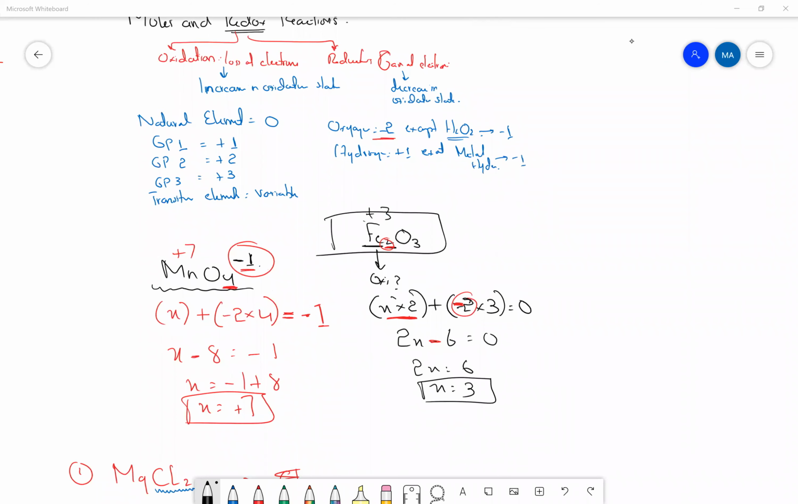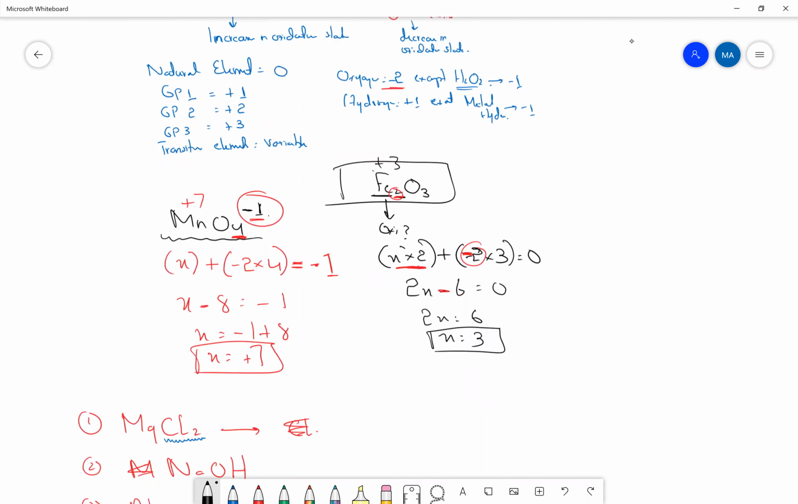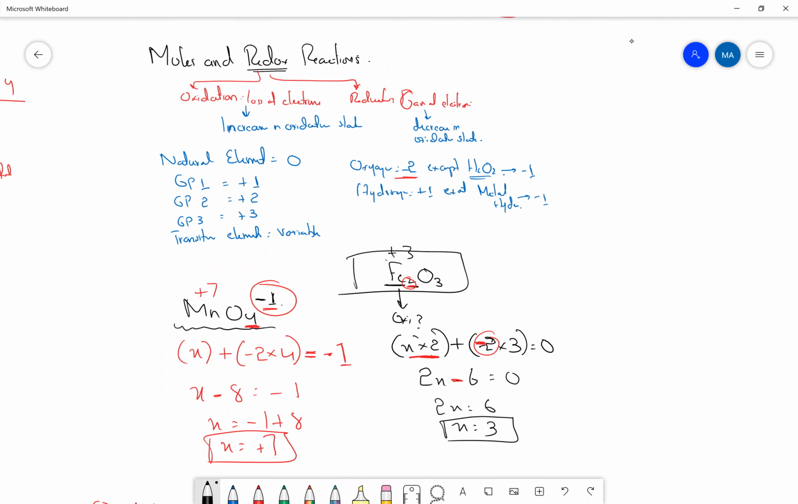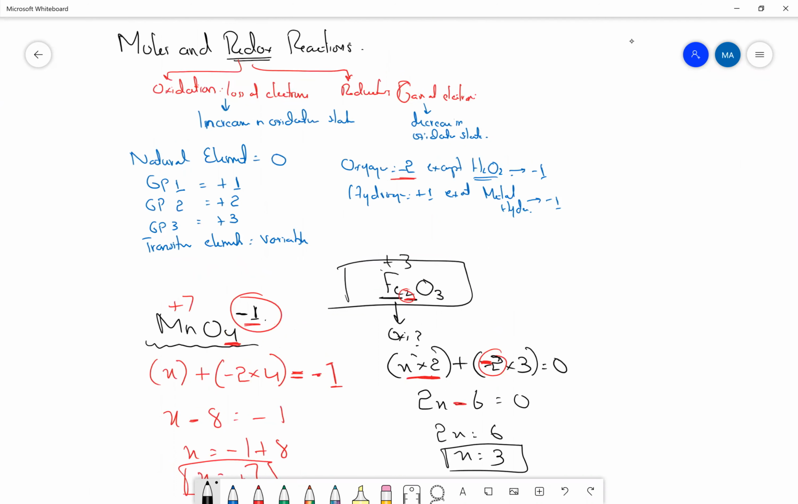Okay, so moles and redox reactions. In the previous lesson, we discussed how to figure out the unknown oxidation states by using the set of information that could be given in the question. These were some of the rules that we revised: group 1 will always have a positive 1 oxidation state, group 2 will always have a positive 2, and group 3 elements will always have a positive 3 oxidation state.